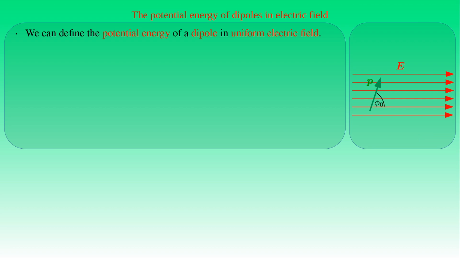Electric dipoles have a potential energy in an electric field, and the definition of the potential energy of a dipole placed in a uniform electric field is very simple. Let us consider a dipole with the dipole moment P in a uniform electric field E, where the angle between the dipole moment and the direction of the field is equal to phi null. The potential energy of the dipole is determined by the work that any external force needs to do on the dipole to change its direction in the electric field.